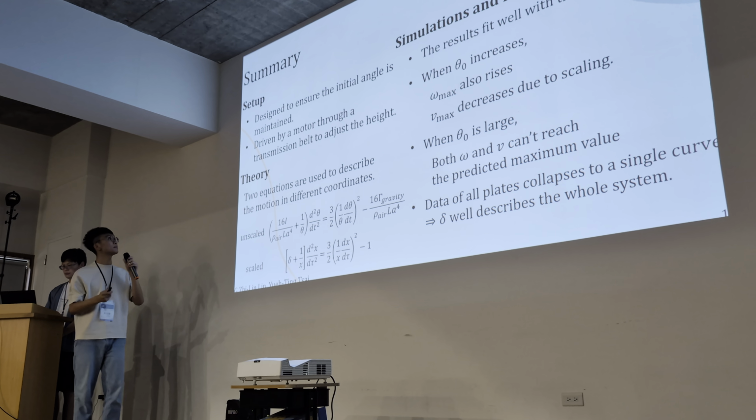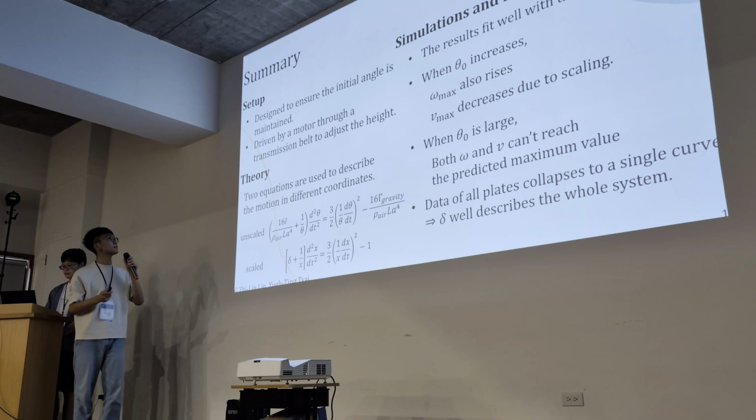And here's the summary. We designed and set up an apparatus to ensure the initial angle of the board is maintained. It is driven by a motor through a transmission belt to adjust the height of the board. And in theory, we have 2 equations of motion. They are discussed in the unscaled coordinate and scaled coordinate.